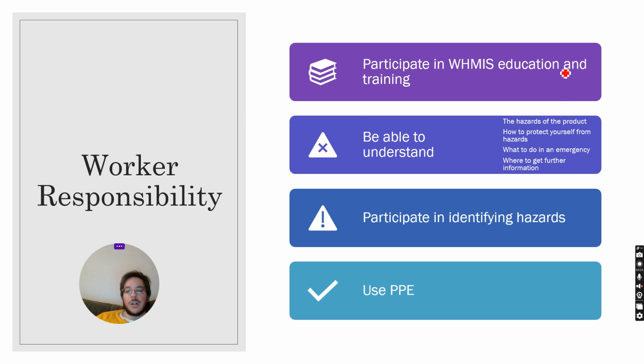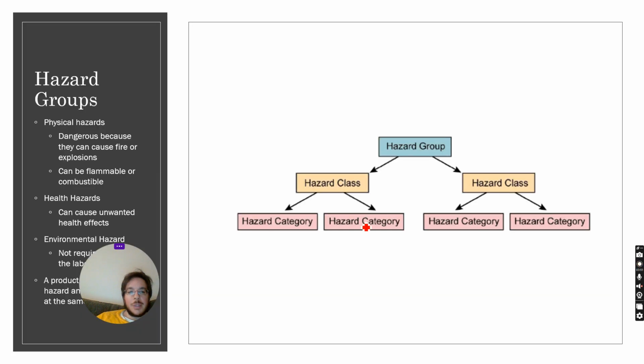And then the worker is responsible for participating in education and training to the point where they understand the hazards of the product, how to protect themselves from the hazard, what to do in an emergency, and where to get further information. Workers must also participate in identifying the hazards and using PPE.